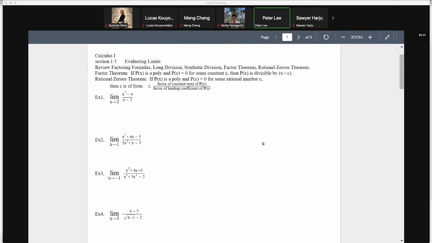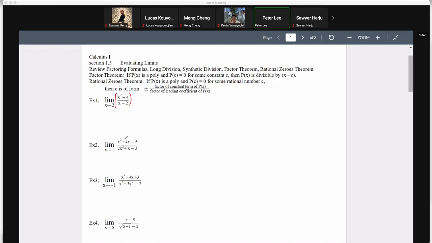Example 1: the limit of x squared minus 4 over x minus 2 when x is approaching 2. We read this as the limit of x squared minus 4 over x minus 2 as x is approaching 2. I'm going to read the limit many times. And x squared minus 4 over x minus 2 is what we call the argument of the limit. Now, x is approaching 2 here, so what happens if we plug in x equals 2? Then what does the limit become?